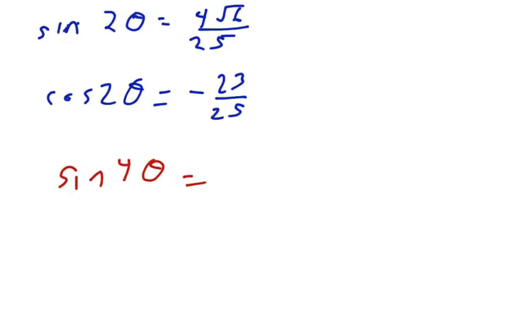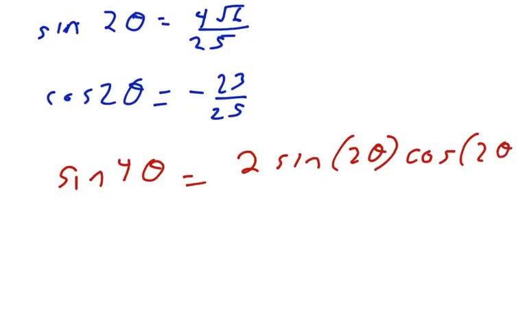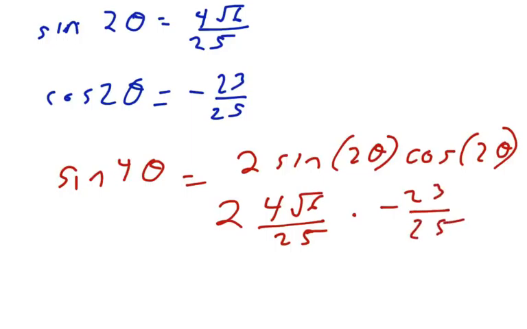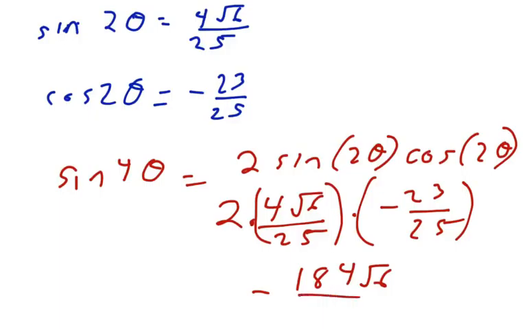And the last type of problem that we have is the sine of 4 theta, which I'm going to use 2 sine of 2 theta cosine of 2 theta. Well, we already have those from parts A and parts B. So let me just do that. Multiply all the numbers on top, and we get -184 square roots of 6 over 25 times 25, which is 625.